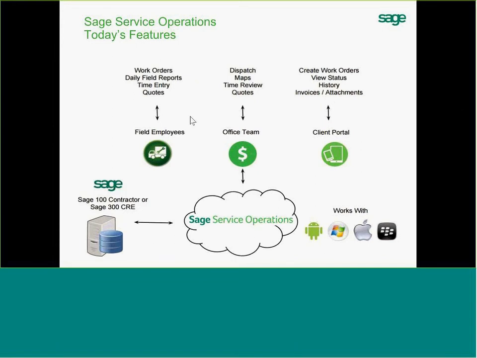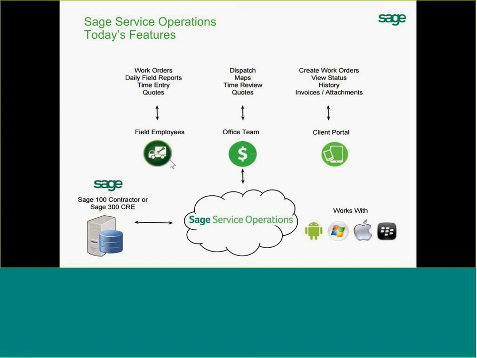How does this work with my existing Sage 100 Contractor system? On the bottom left-hand side of the screen, this represents Sage 100 Contractor. Maybe that's installed on a server somewhere in your office. And what Sage Service Ops does is it allows that information locked up in your system to be accessed by your field employees via the internet.